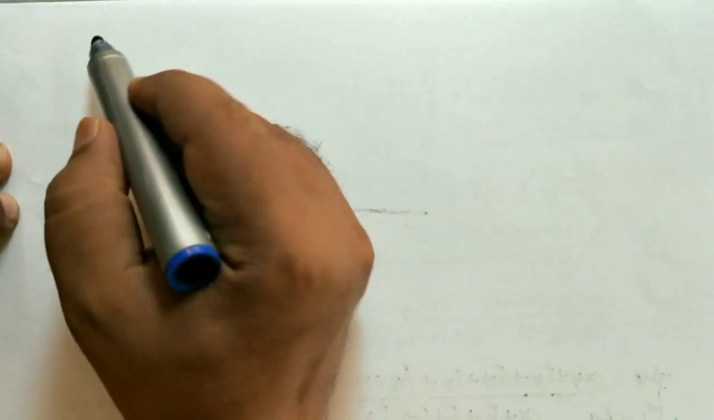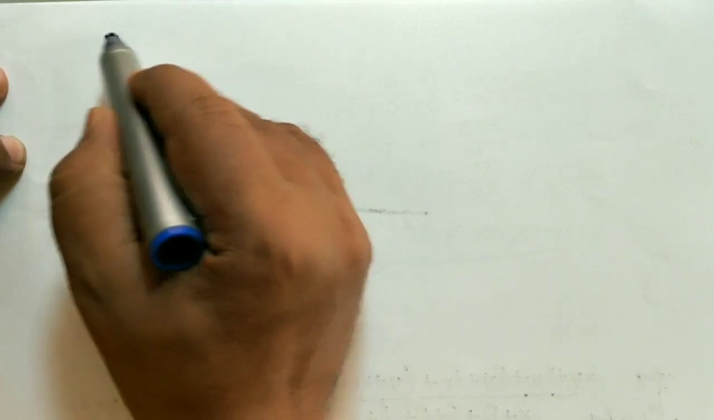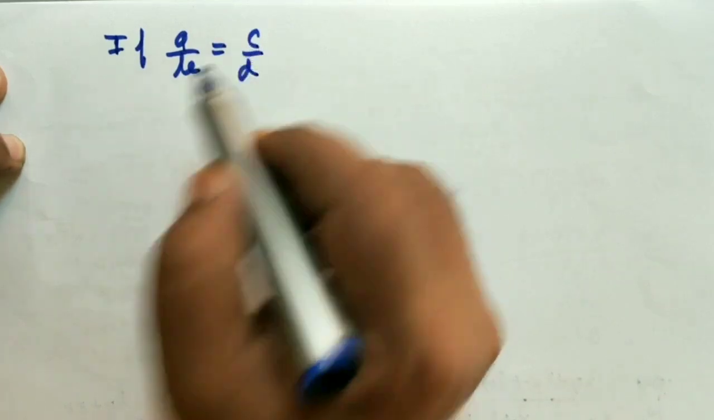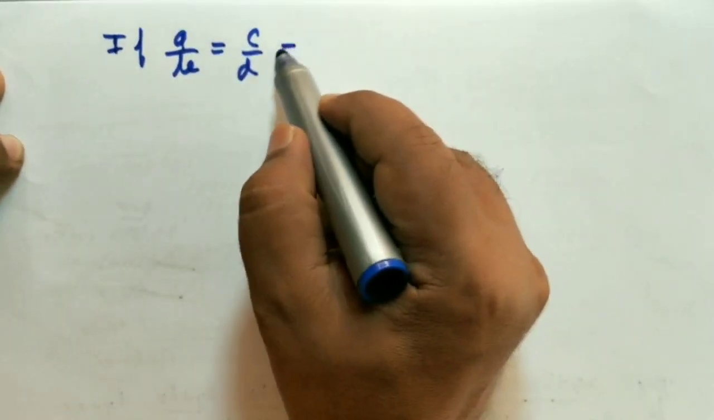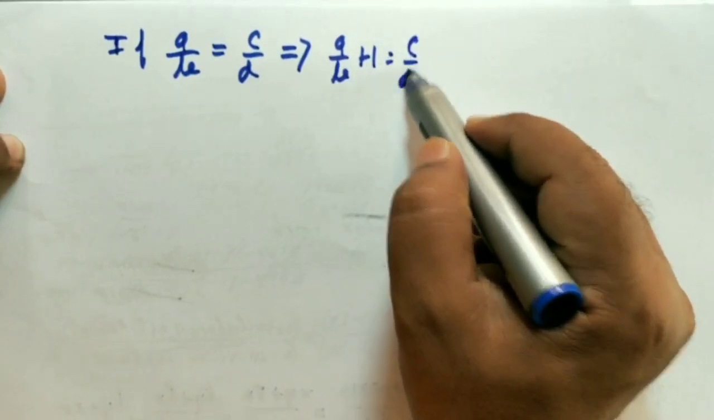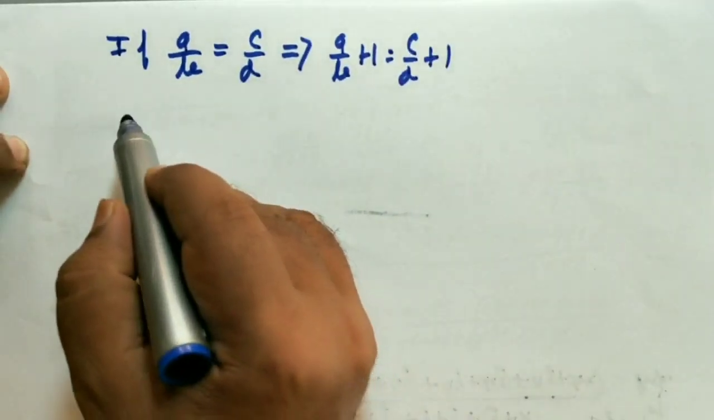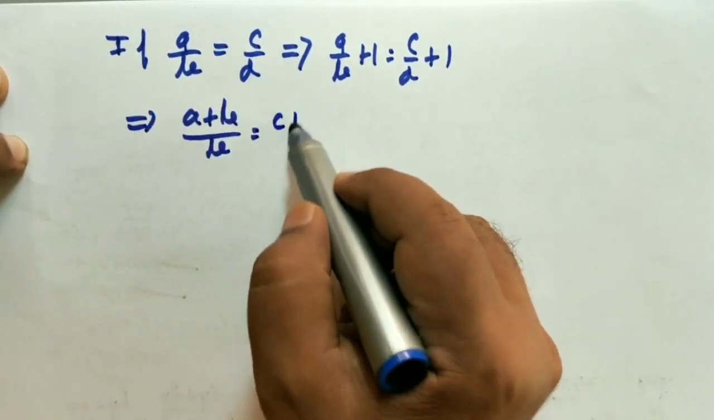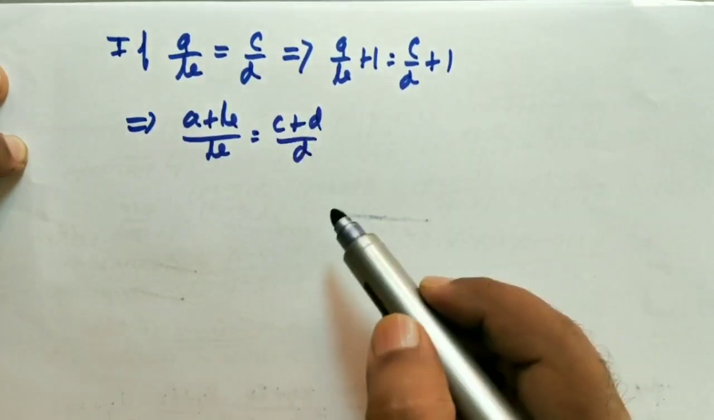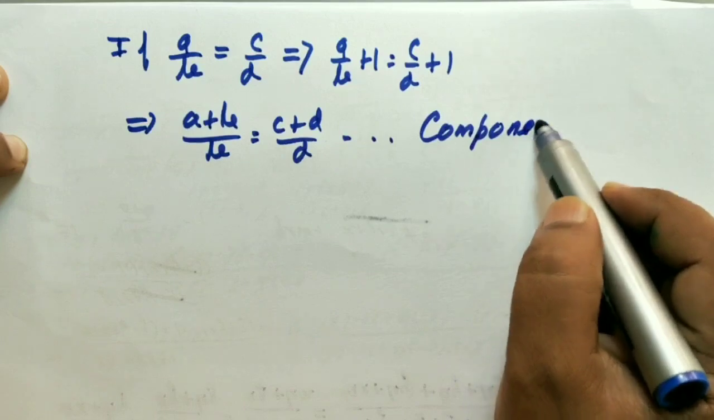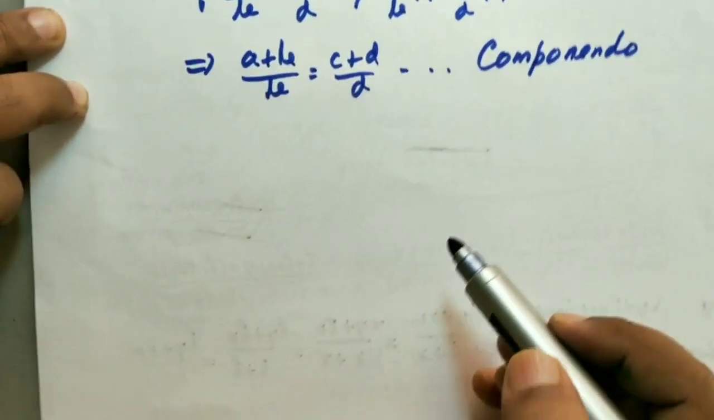So I'll just explain what componendo and dividendo is, which is used the most. If A by B is equal to C by D, and I add 1 to both sides, what do I get? I get A plus B by B is equal to C plus D by D. Now this is called componendo.